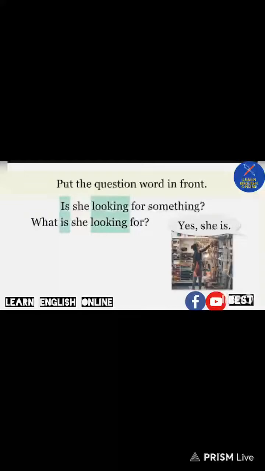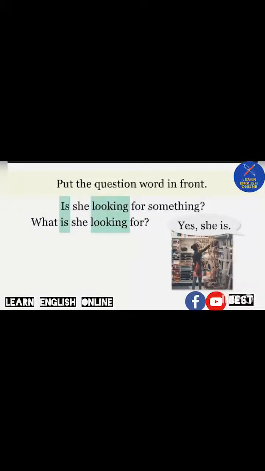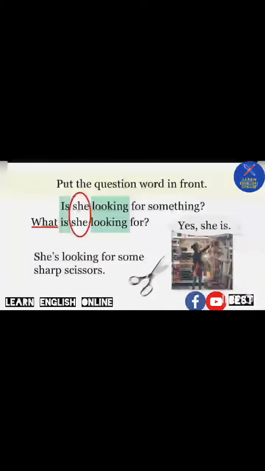Do you see? The questions look almost the same. There's a be verb and there's a verb with ing, and the subject is between these two. The information question also has a question word at the beginning. What is she looking for? She's looking for some sharp scissors.